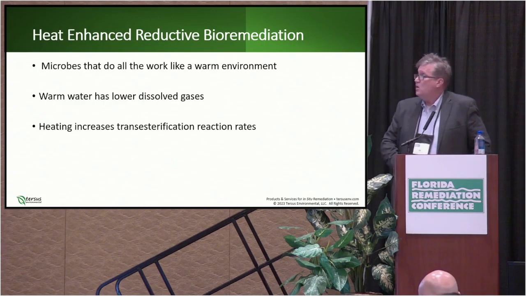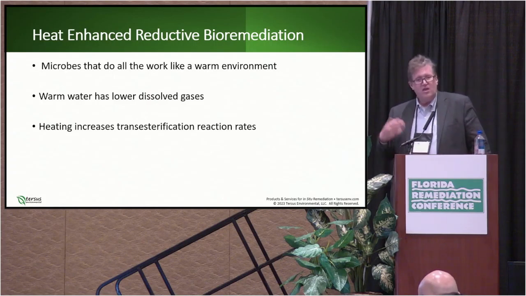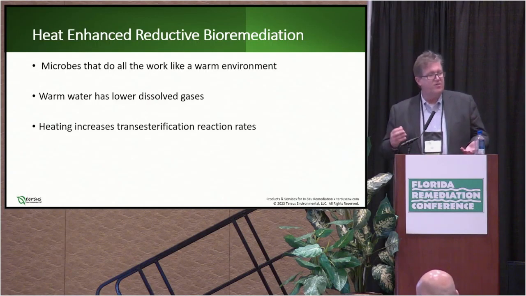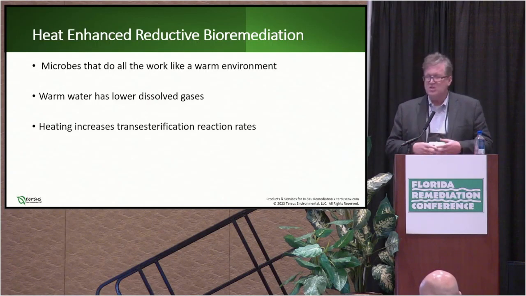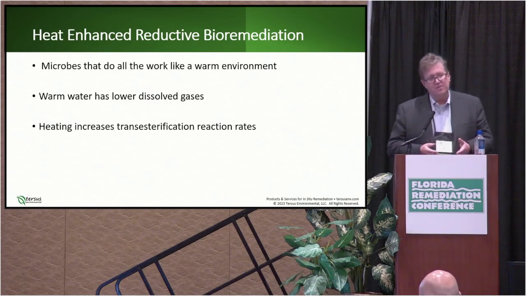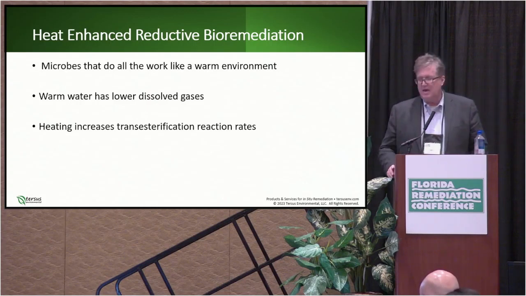So, in conclusion, the microbes that do all the work for the process like a warm environment. Ideally, somewhere between 25 and 35 degrees C is optimal for their growth. Alcoholysis is somewhere between 25 and 30 degrees C for respiration. So once we get the water to that temperature, we inject the bacteria, they're going to build up, grow, multiply, and then we're going to have a significant population that can then respire the contaminants.